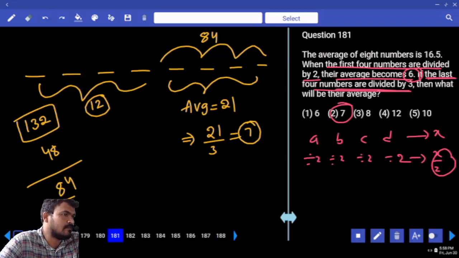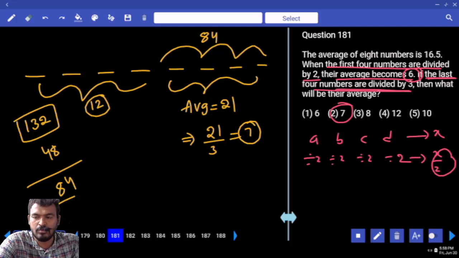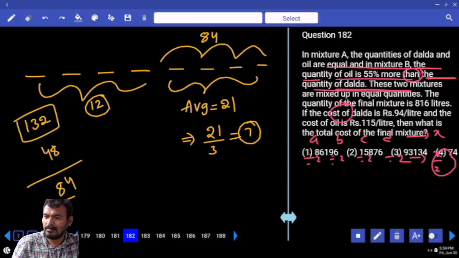I think the question is easy. If you know the basics of average, the question is easy. The average of the 8 numbers is 16.5, so the sum is 132. The first 4 numbers are each divided by 2, and we get the average 6, so before dividing the average was 12 and the sum is 48. Out of 132 we subtract 48, and the remaining is 84, the sum of the remaining 4 numbers. The average is 21. Each number is divided by 3, so the average is also divided by 3. The new average is 7.